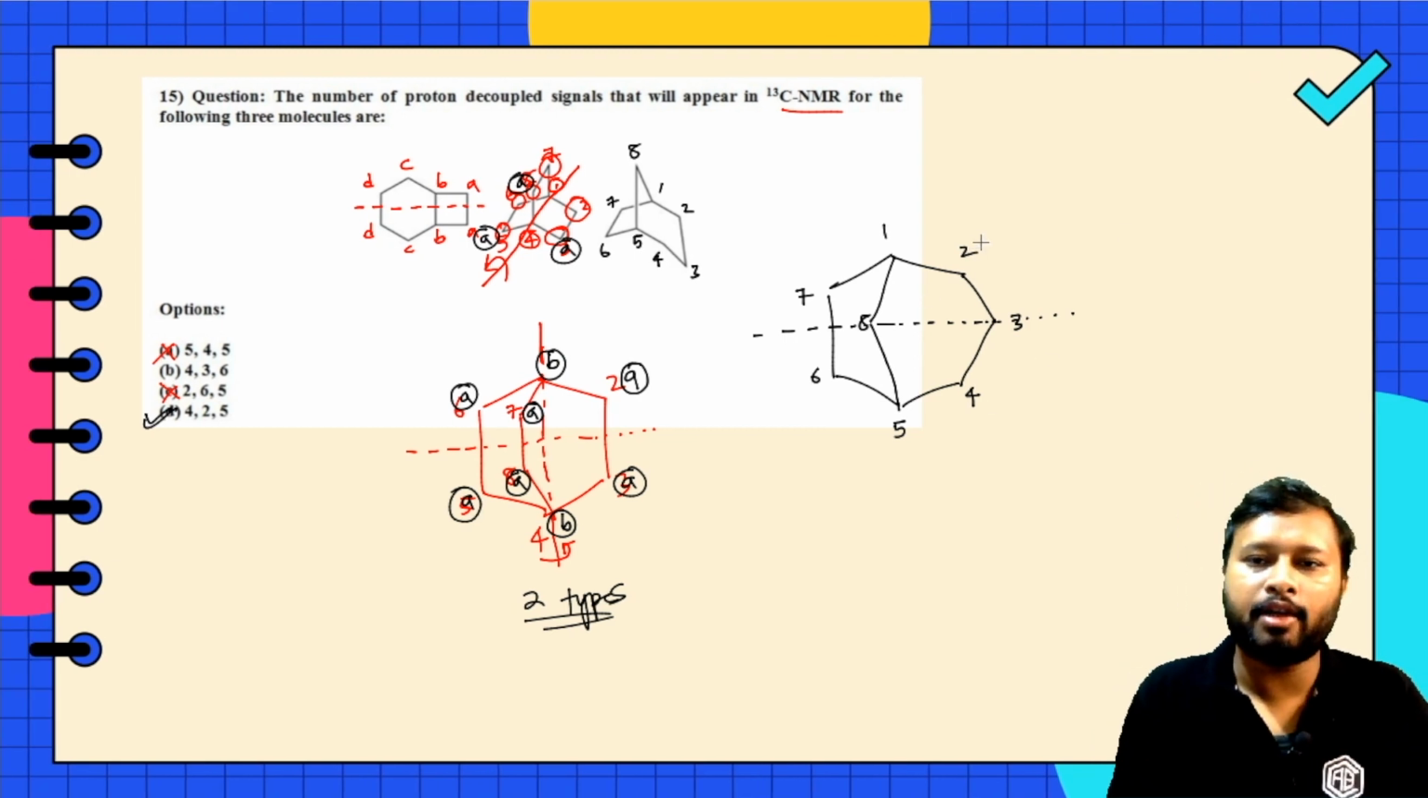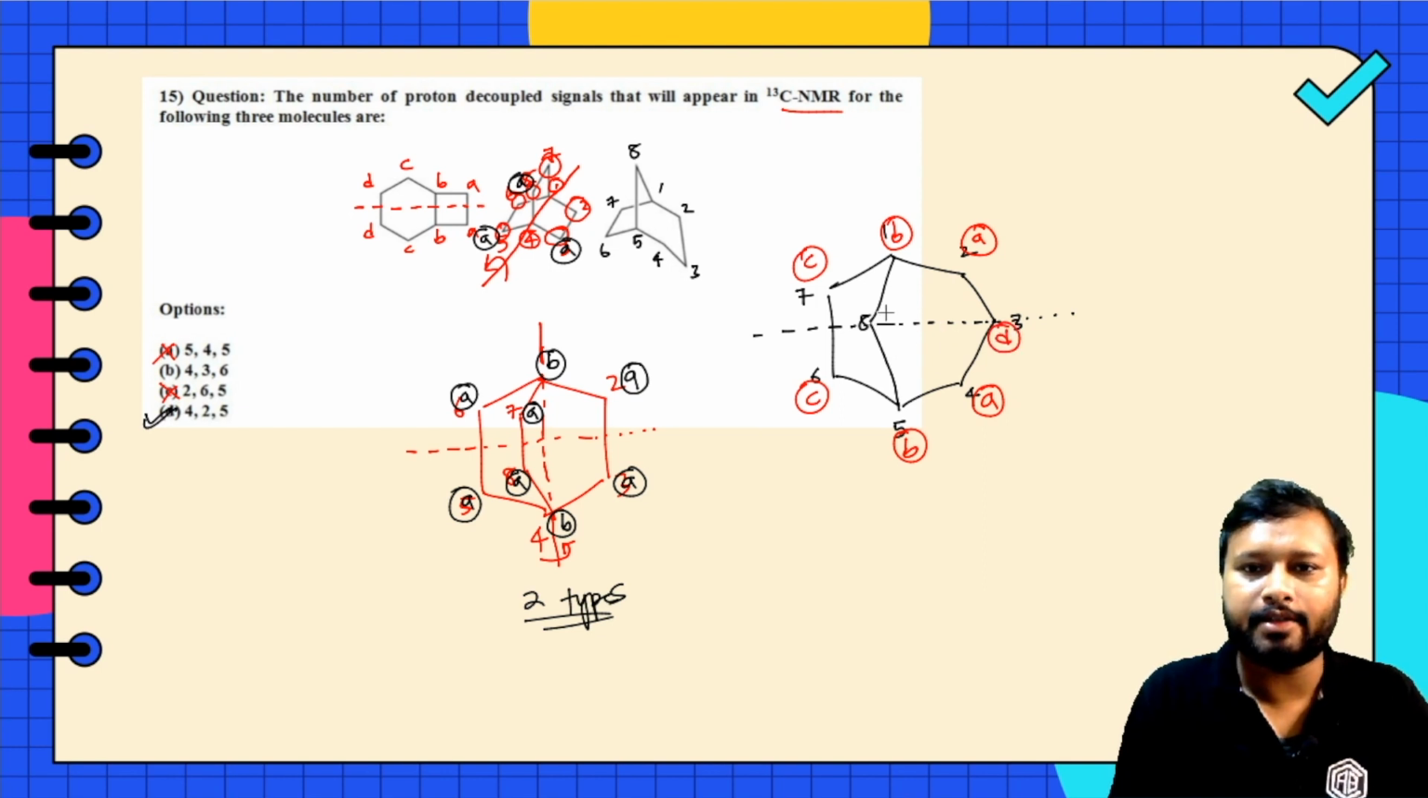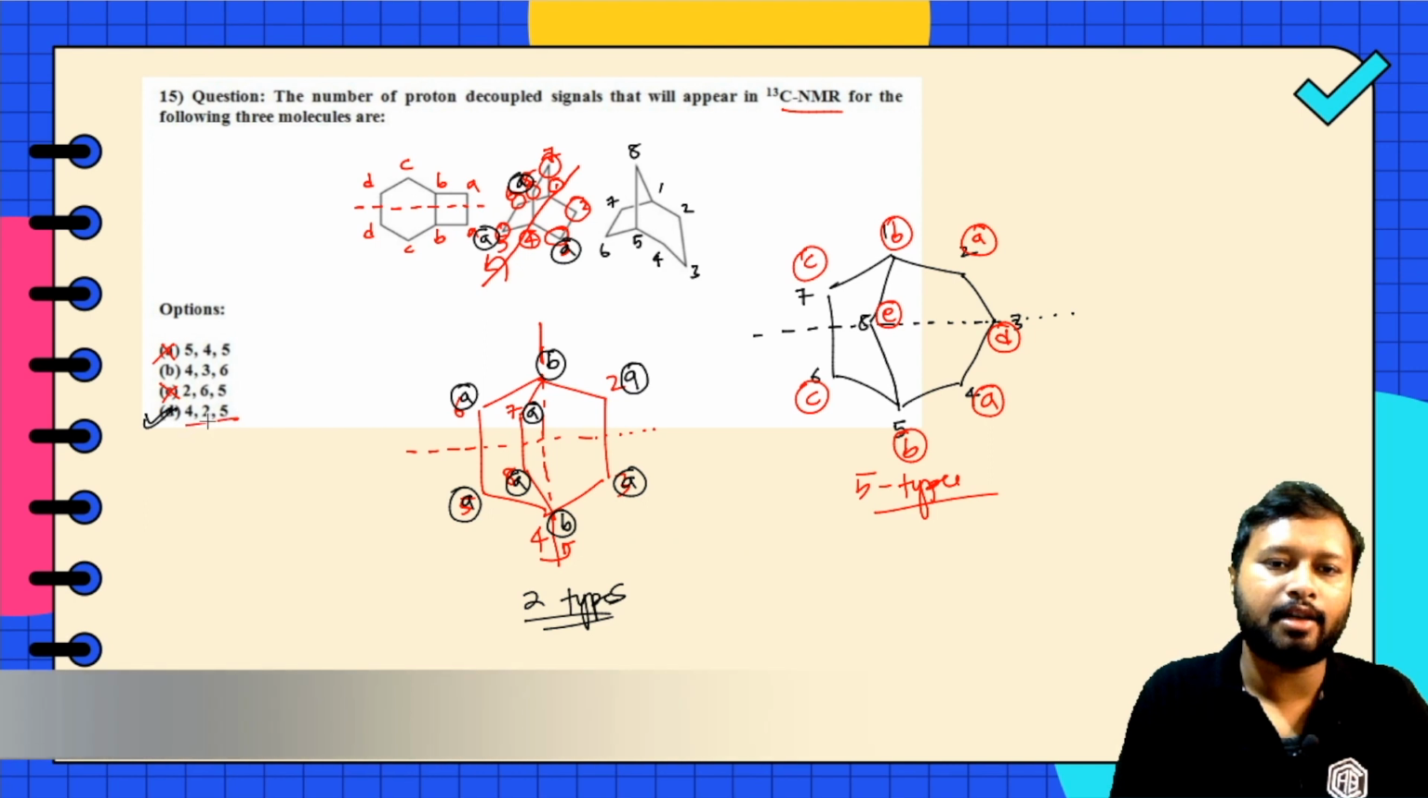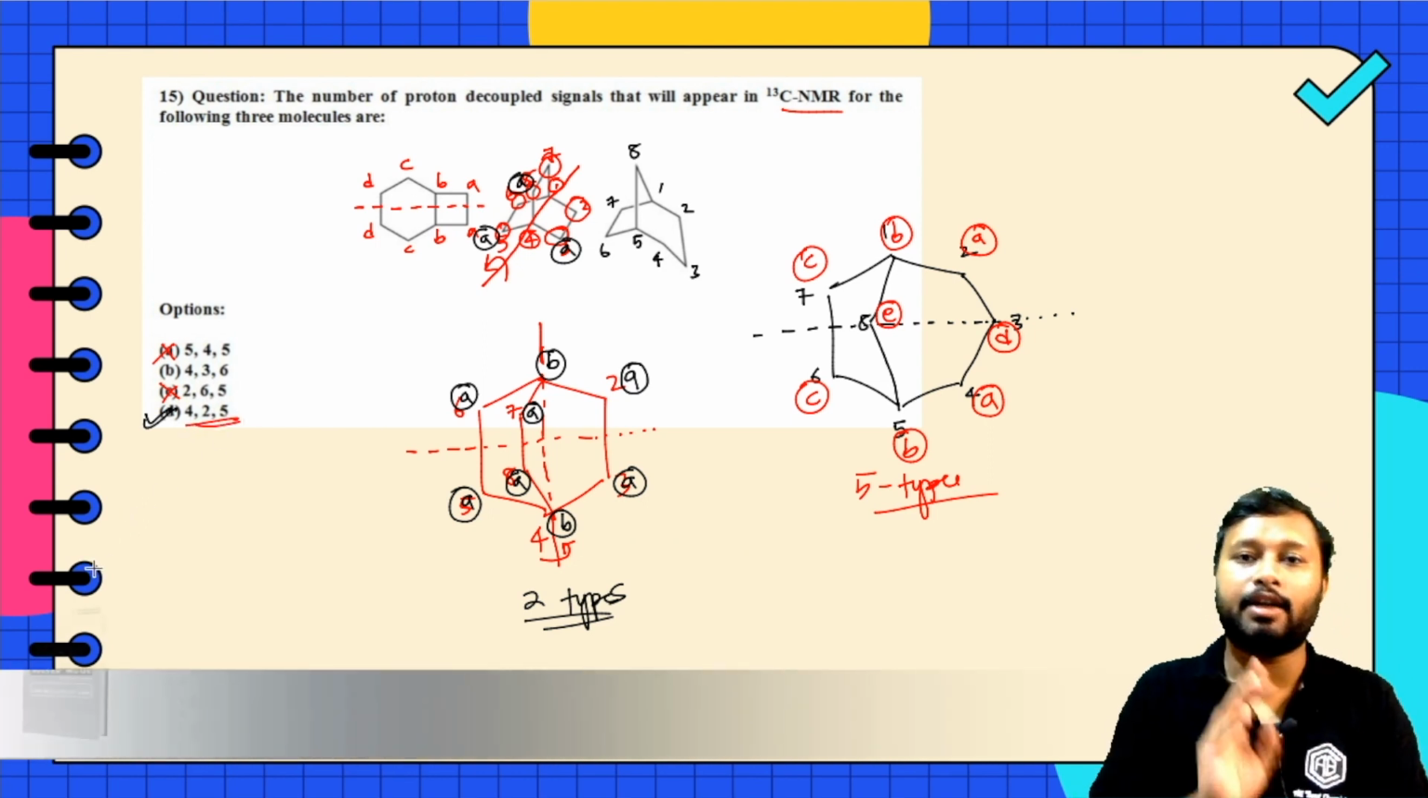Now if I try to name it, if this is carbon of type A, this will also be of type A. If this is of type B, this is also going to be of type B. If this is of type C, this is also going to be of type C. If this is of type D and this one is of type E, in total we have got 5 types of carbon. So that again clarifies that option number D is correct.